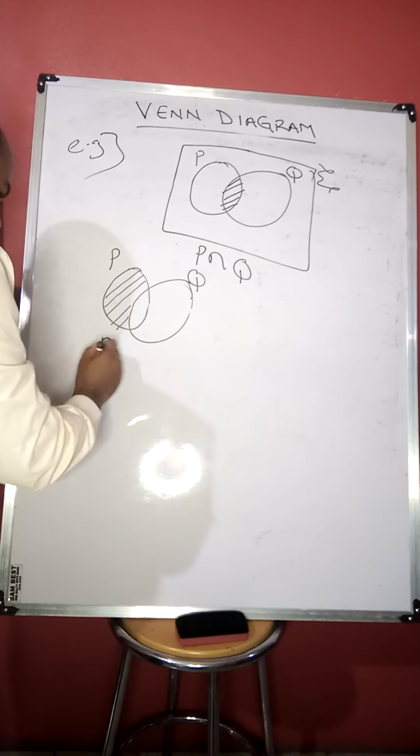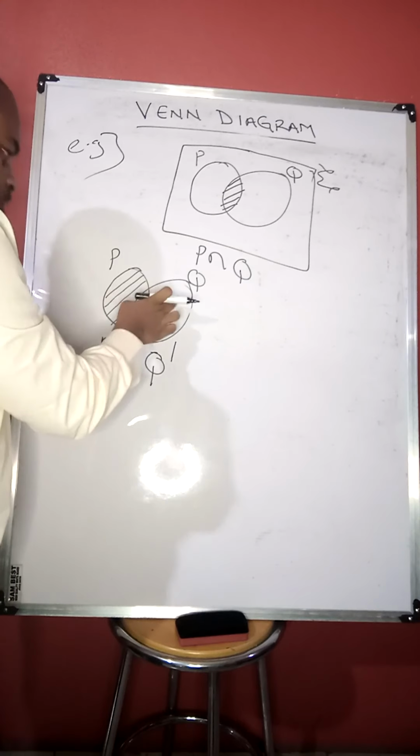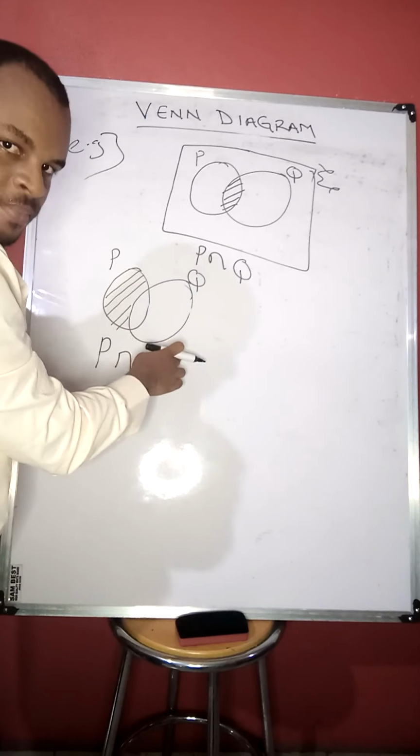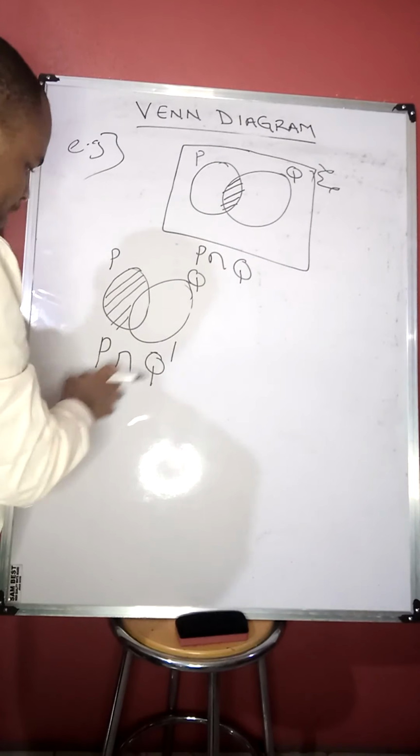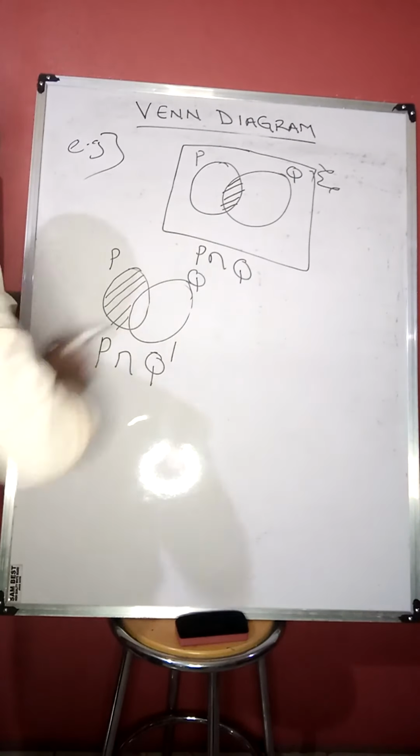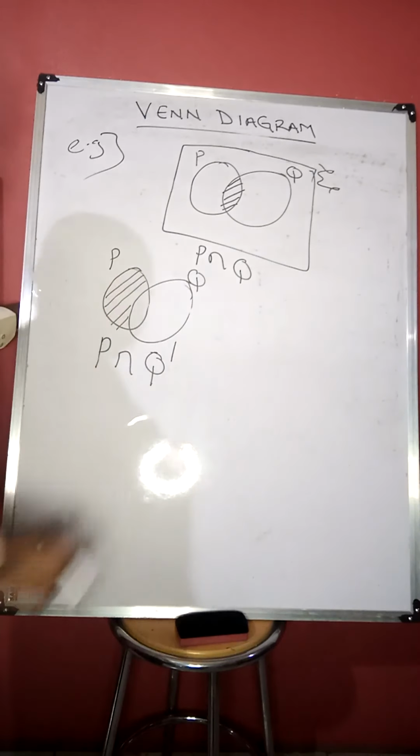So it is what? P intersection what? Q prime. What is not in Q is Q prime. Remember, what is not in Q is Q prime. So it is Q prime, and where it intersects with what? P. Everything in P is shaded apart from where it intersects with Q.